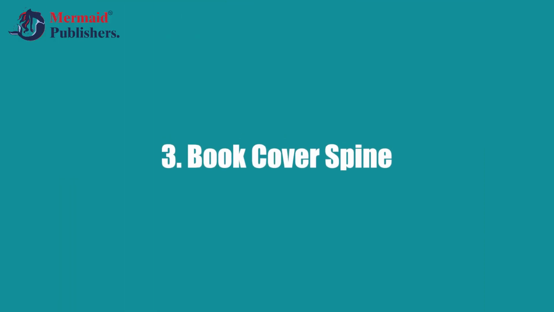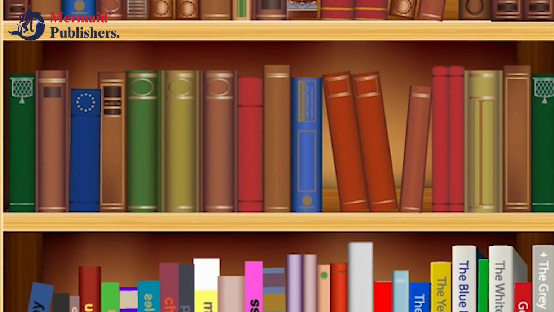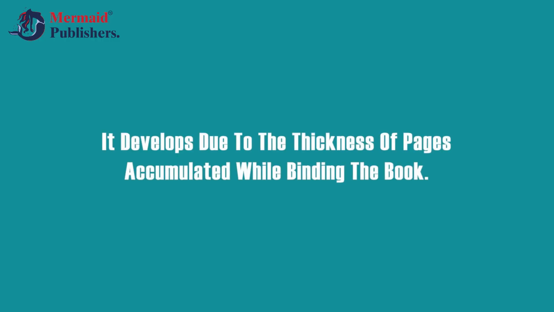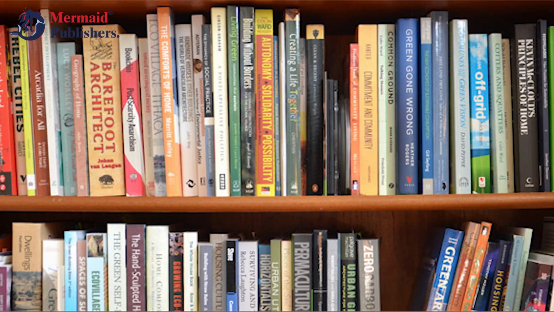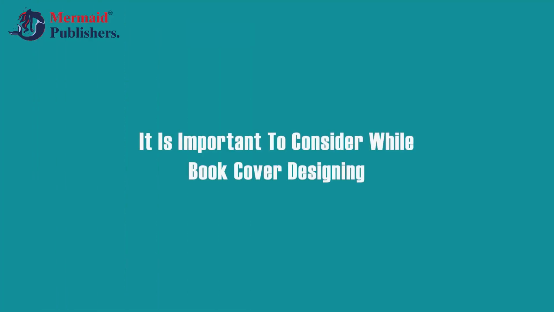Number 3. Book cover spine. Every book has a spine. It develops due to the thickness of pages accumulated while binding the book. The spine is the part of a book that appears when you vertically place a book on the shelf. It is important to consider while book cover designing.